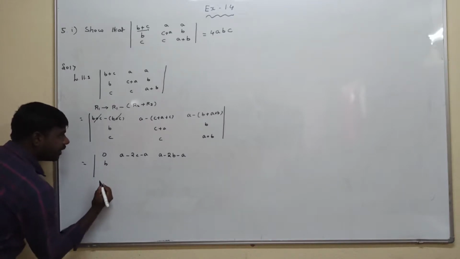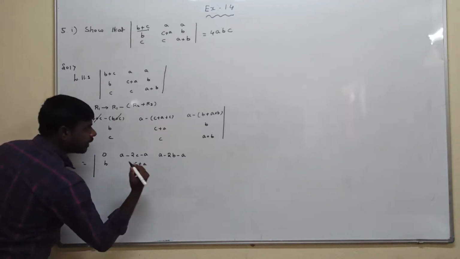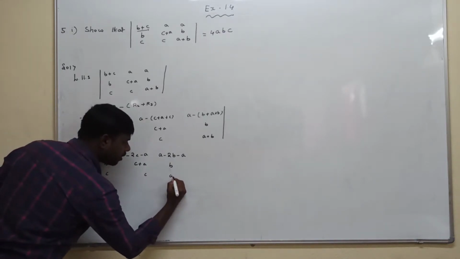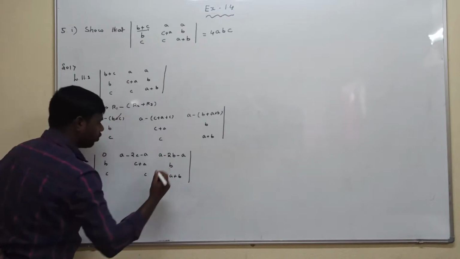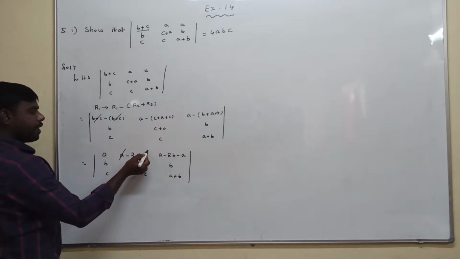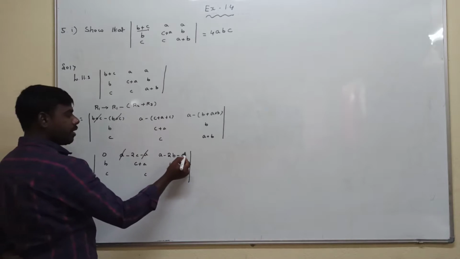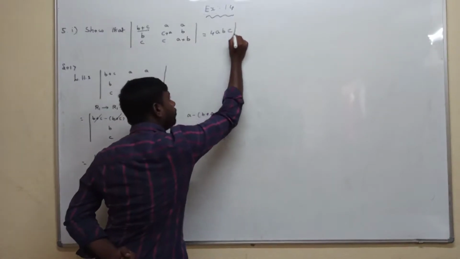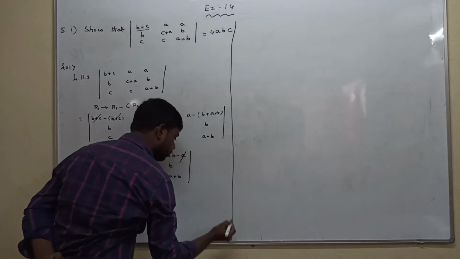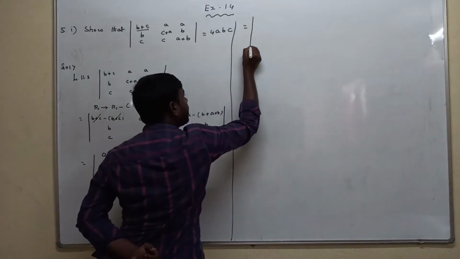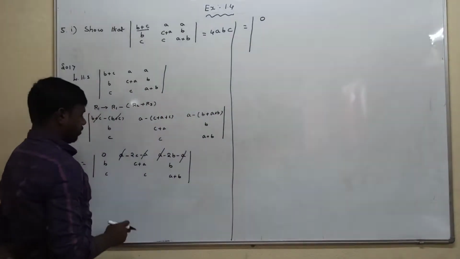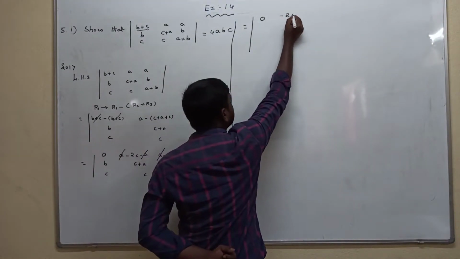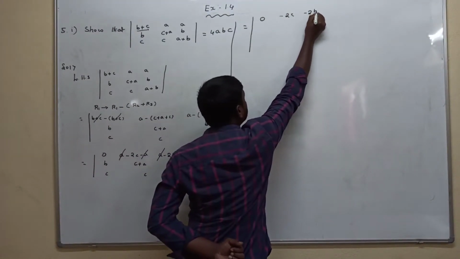The second row is BC plus ABC, A plus B. Now plus A minus A gets cancelled. Minus A here also plus A gets cancelled. So writing the determinant value: the first row is 0, minus 2C, minus 2B.